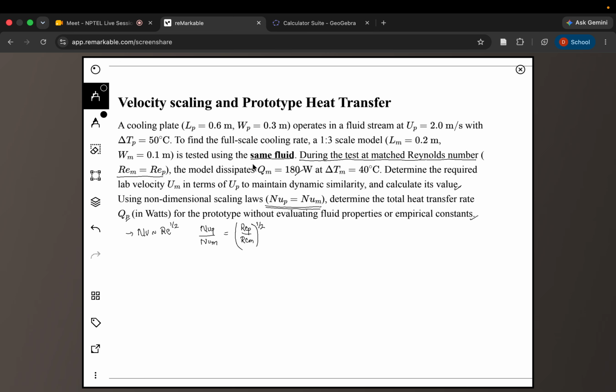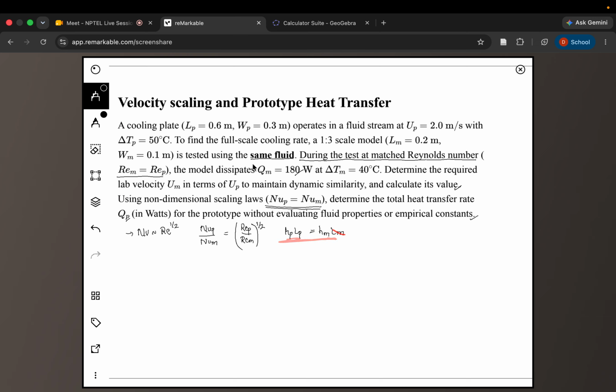Okay, now this is a straightforward problem, I think. So Nusselt number is given by this relation, and because both are matched, NUP will be equal to NUM. So this is HP times LP equals HM times LM. Because the fluid is the same, I've removed the thermal conductivity on both sides.